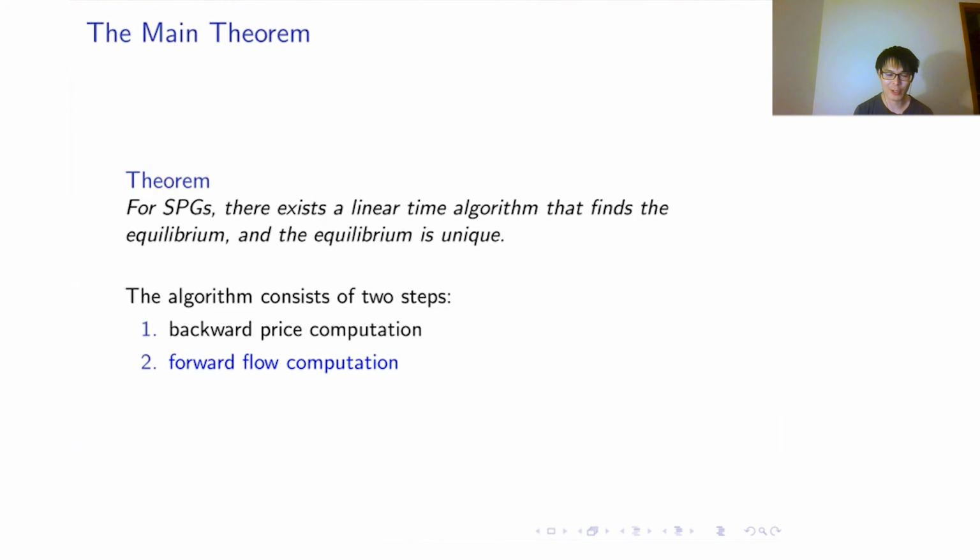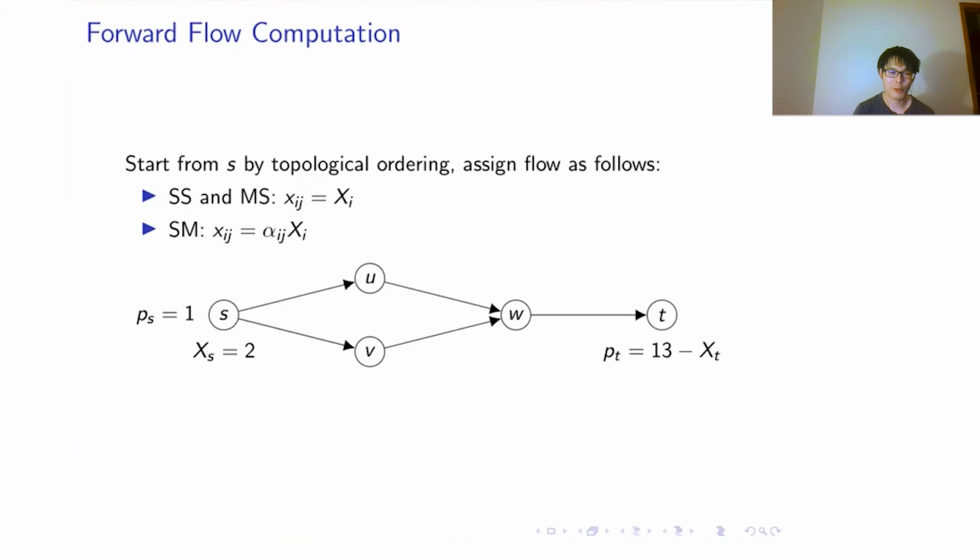After having the total flow value, here comes the second part of the algorithm, forward flow computation. So for forward flow computation, we start from S by topological ordering and assign flows as follows. For the SS and MS case, since there is only one buyer, the decision for the seller is just to offer everything to the buyer, and there's no other decision. So the interesting case is actually the SM case. However, most of the heavy work was done before, which was basically calculating the convex coefficients alpha_ij, and we just proportionally assign flows according to those convex coefficients.